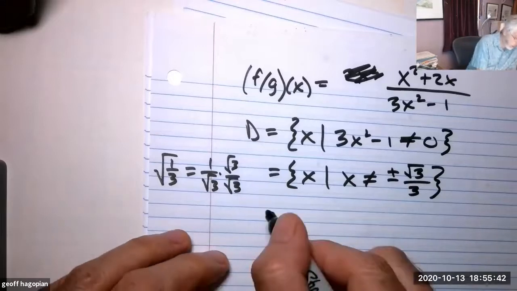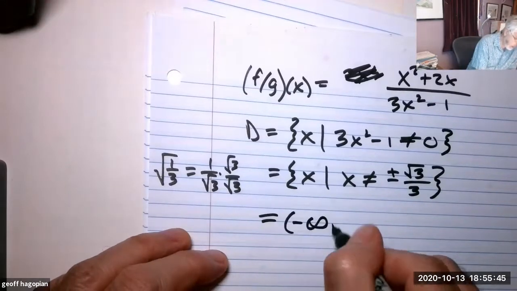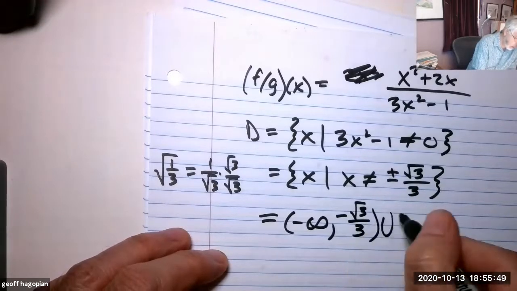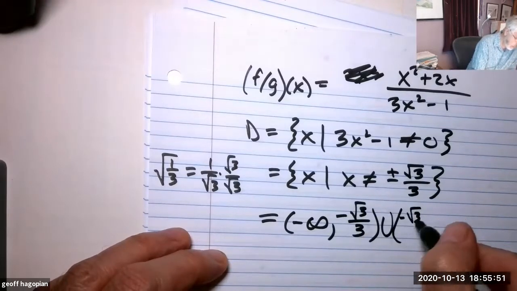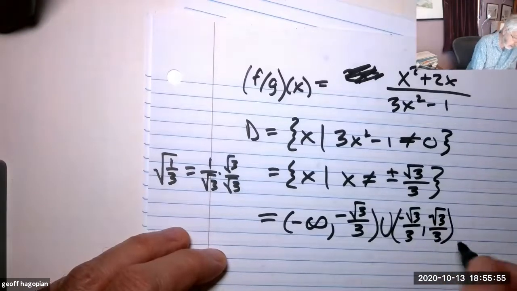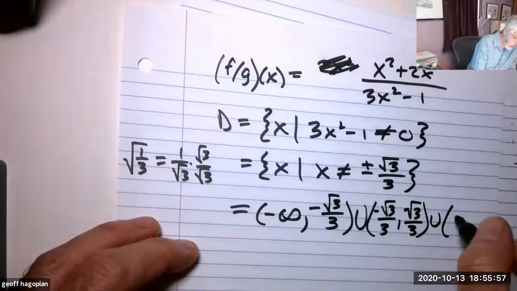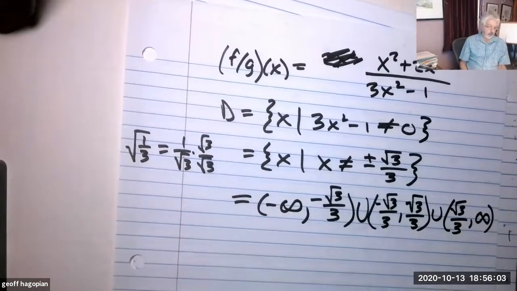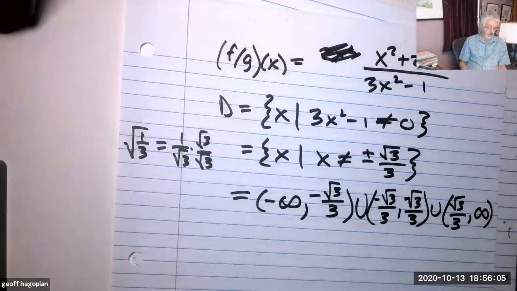So that's going to be the interval from negative infinity up to, but not including, the negative square root of 3 over 3, union with the interval from negative square root of 3 over 3 to positive square root of 3 over 3, so in between the two zeros, and then the interval from positive square root of 3 over 3 on. All right, so you've got 2 holes in the x-axis where there is no output for those inputs.